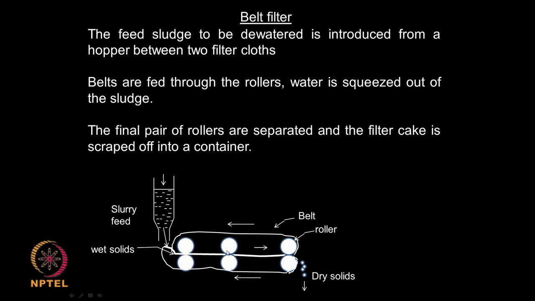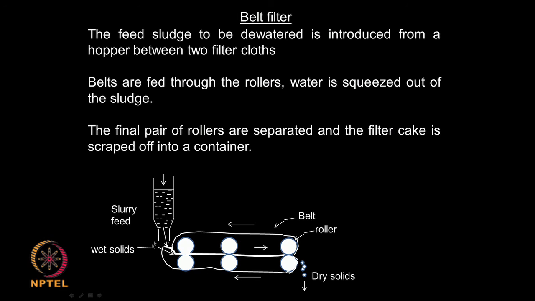So, the water is squeezed out as they go through these rollers. Actually, there are two different belts and the solid is between these two belts, and because of these rollers the water gets squeezed out, and then at the end of it the dry solids fall off. Initially it is entering as a wet solid and it gets squeezed and squeezed between two belts. So, water gets removed and finally it falls out as dry, and again the belt rolls.